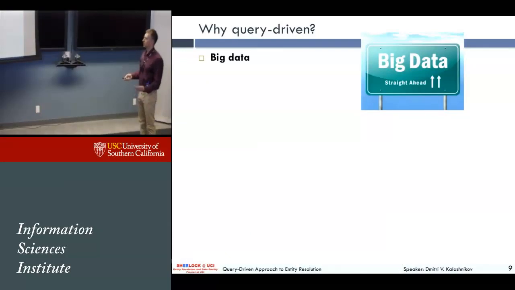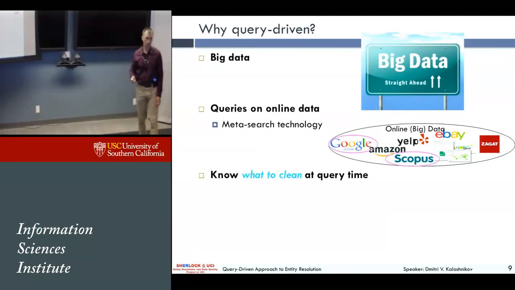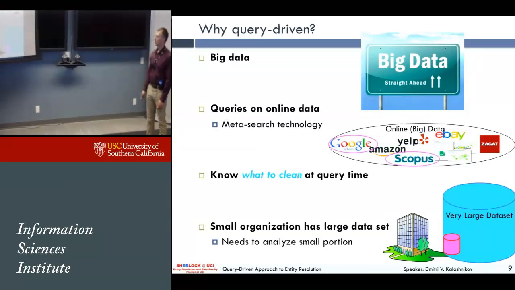So what are these situations? Big data, where you have a query on online data, like meta search technology. In certain applications, you want to clean only during query time. There are also cases where a small organization possesses a very large data set, but needs to analyze only a very small portion of it. If it has very limited resources, there's no need to clean the entire huge data set.